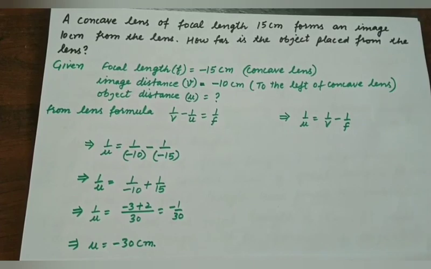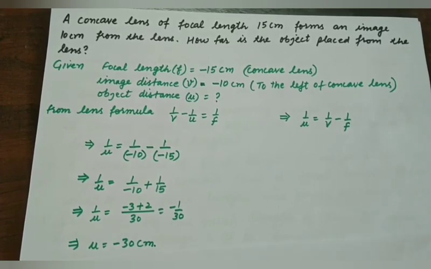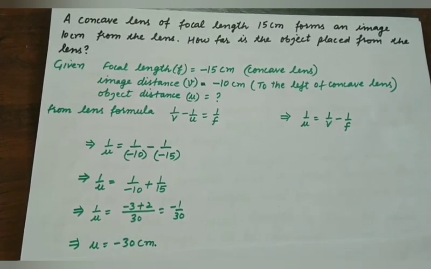So the object is placed at 30 centimeter. You see, if you place the proper sign in the very beginning, in the answer, the sign will appear automatically. U is equal to minus. We know that we take the object distance always negative. So here the answer is U is equal to minus 30 centimeter.